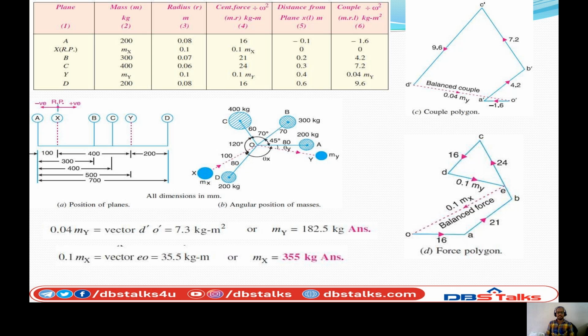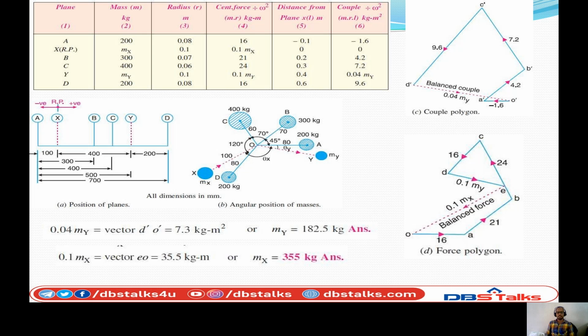By getting all the values we need to draw the couple diagram and force diagram, that is the couple polygon and force polygon. So how do we draw the force polygon and couple polygon? For the same plane or simple planes, we construct only the force polygon, that is enough. But for different planes, we need to add an extra thing called the couple polygon. This is the only difference.